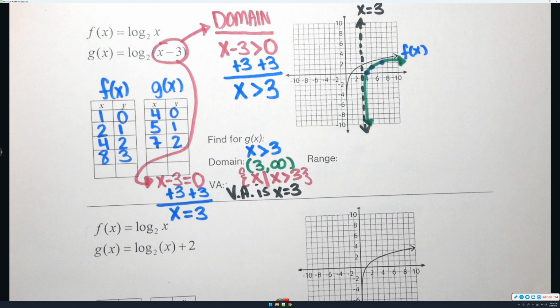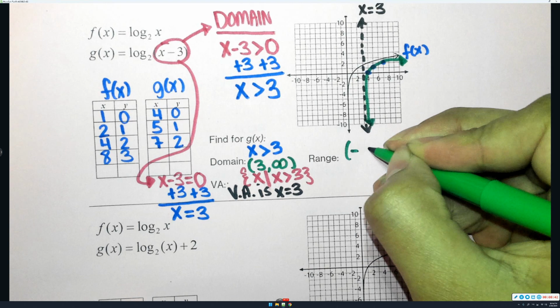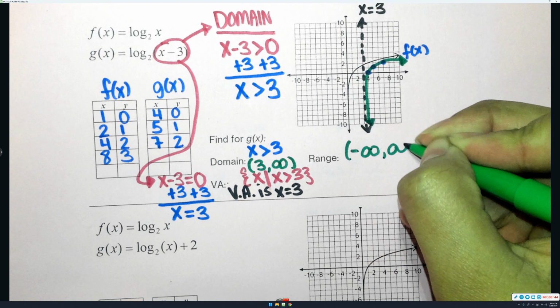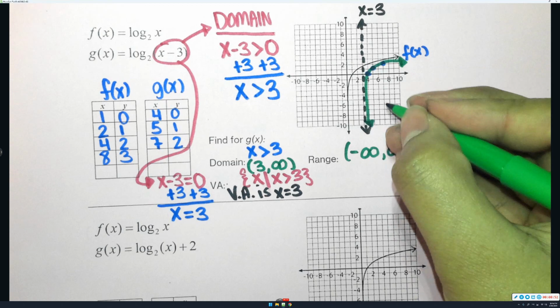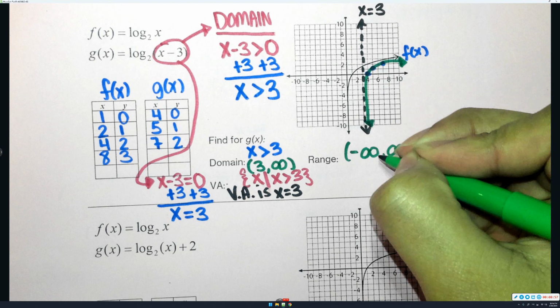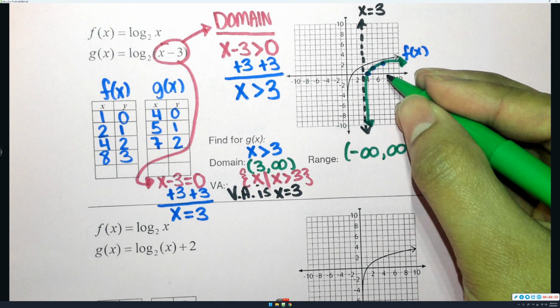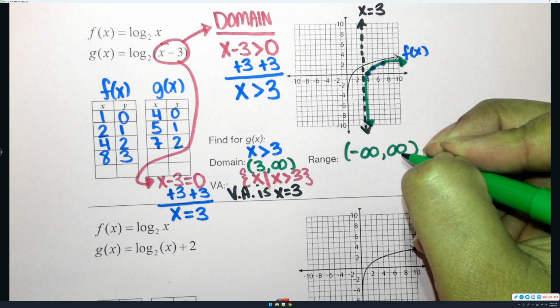All right, now for the range. For the range, it actually turns out that all log functions have the same range. It's going to be from negative infinity to positive infinity. Write that down. Why is that the case? Well, we know that range is what? Bottom to top. So if we look at the graph, do we have a graph in the bottom? Yes, I do. Does it continue? Yes, it does. So that's negative infinity. Do we have a graph on top? Yes, we do. Does it continue? Yes, it does. So that's positive infinity.